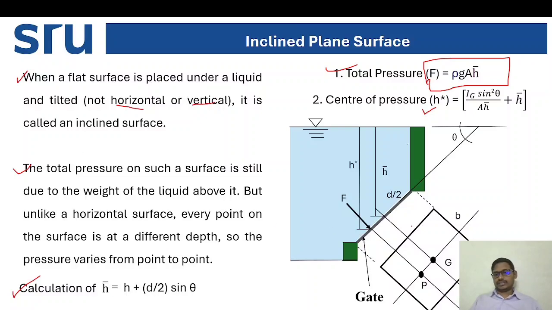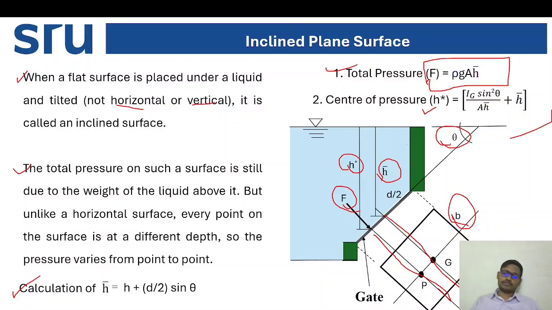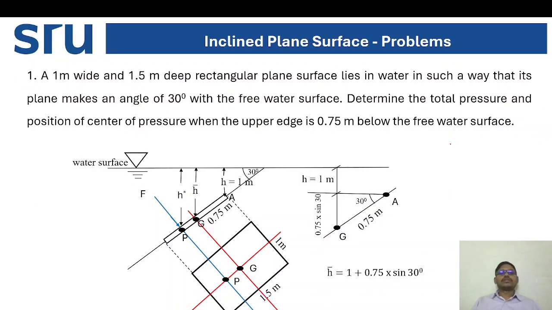You see, it is in an inclined position, and we cannot calculate H bar and H star directly. H bar is with respect to the center of gravity. H star is with respect to the center of pressure, where the force is applied, and this is the depth and this is the width. So in that way we have to take the cross dimension with respect to theta. Then we will understand.